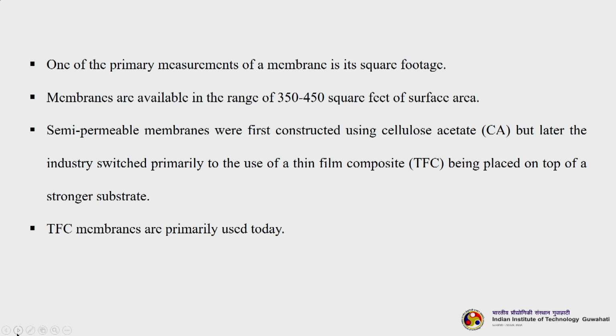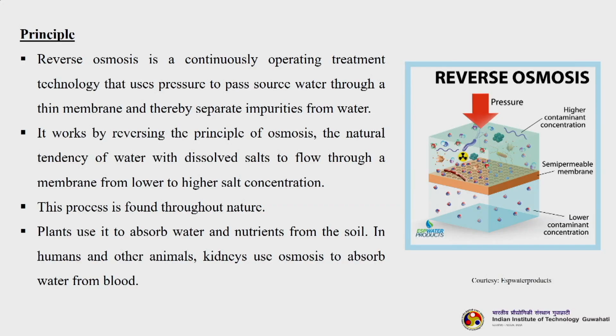Semi-permeable membranes were first constructed using cellulose acetate (CA), but later the industry switched primarily to the use of thin film composite, which we have discussed in detail when discussing membrane preparation, being placed on top of a stronger substrate. Most of the RO membranes available commercially today are TFC; not all, but the majority of them are TFC membranes. So, let us understand the principle a little more, then we will go ahead and discuss the modules and materials.